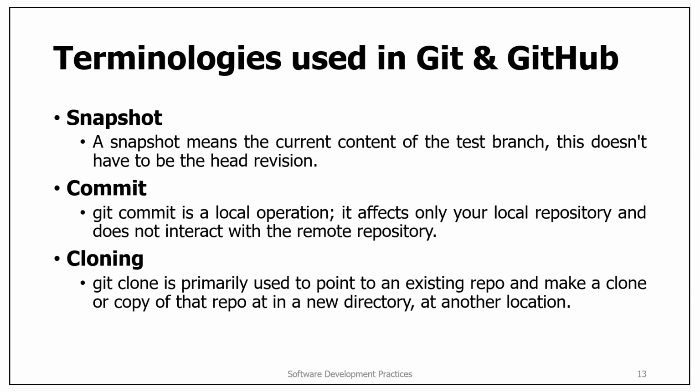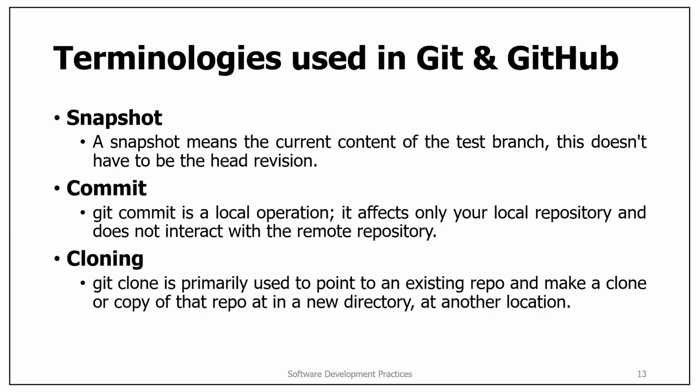Once you save that particular file to Git, that operation is called the commit. So saving the file to Git, that is the commit. And the third terminology is cloning. Cloning is nothing but taking a copy of a repository, taking a copy of a remote repository to your system.